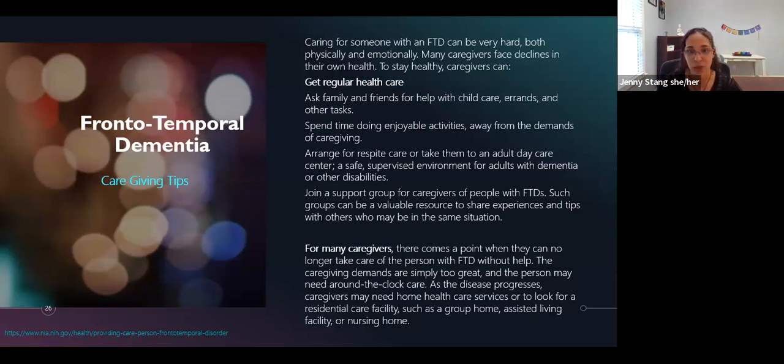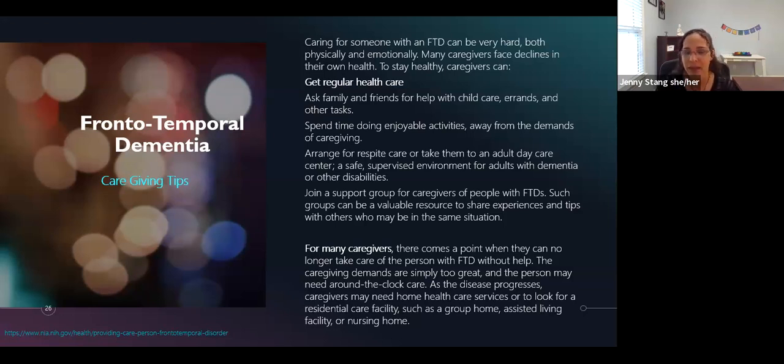So that means recruiting friends and family that are willing to help you take care of other errands and tasks that you maybe are not able to get to. Spend time doing enjoyable activities away from the demands of caregiving, which is why our respite program exists, so that you can get that time to recharge and fill your own cup, so to speak. Joining a support group is also very helpful. Sharing experiences and tips with other people, just feeling validated in your journey can go a long way for your mental health.